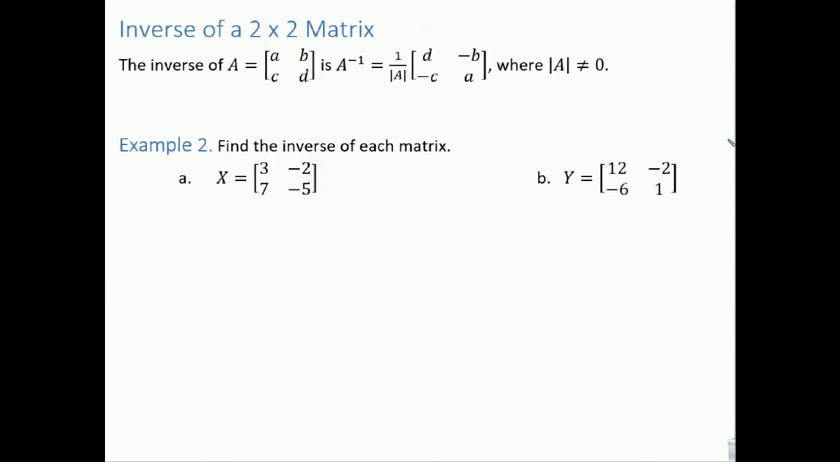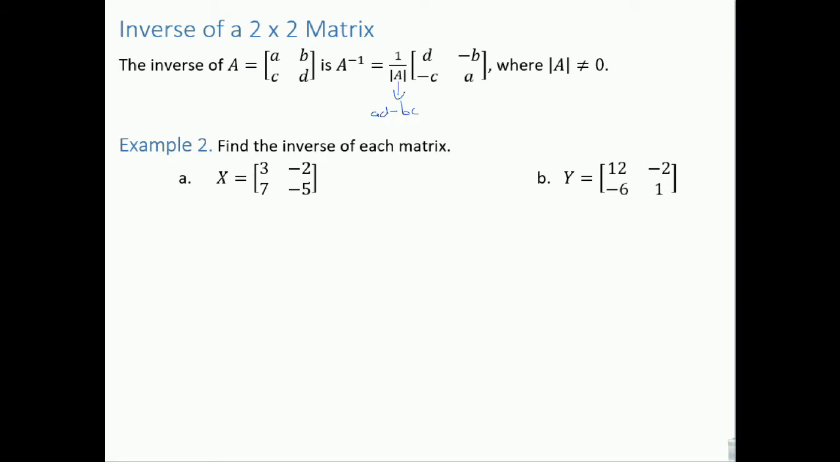Now we want to be able to find an inverse matrix, not just determine if two matrices are inverses, but given a matrix, find the inverse. It's a pretty easy process. If we have some matrix A, B, C, D, its inverse is 1 over the determinant of A. Remember, the determinant of A is just AD minus BC. And then it's multiplied by this matrix here, which is D, -B, -C, A.